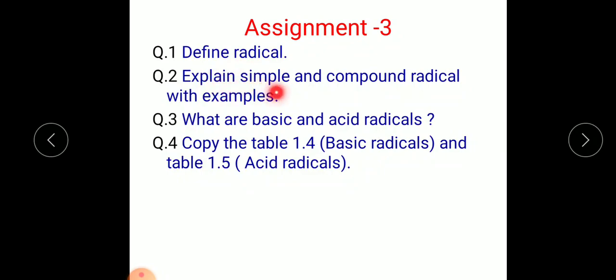Now today's assignment. Question number 1, define radical. Question number 2, explain simple and compound radical with examples. Question number 3, what are basic and acid radicals? Question number 4, copy the tables that we just discussed about basic radicals and acid radicals. Complete this assignment and send it in my mail.